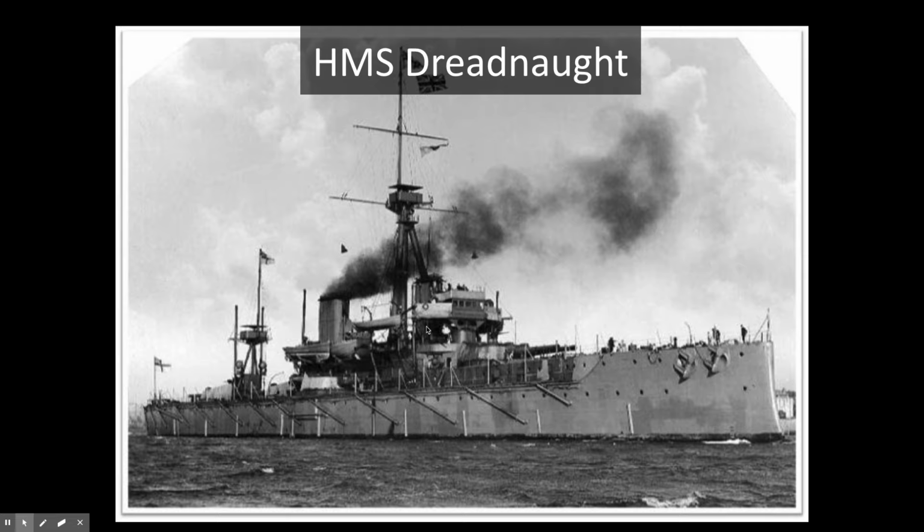This is the HMS Dreadnought. This is a very modern-looking battleship. If you saw it today, you'd recognize it as a battleship with its big guns. You're not going to confuse it for a yacht parade.